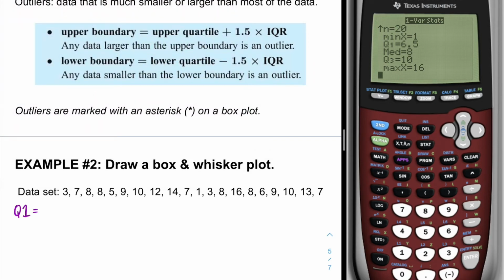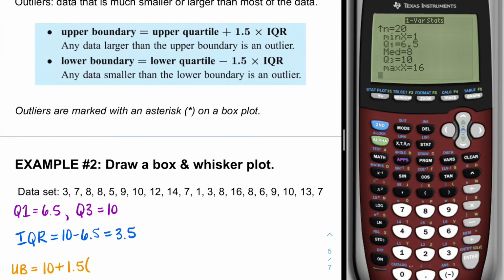So if we look at Q1, 6.5, and Q3, 10, then I know that my IQR is the difference, when you subtract them, 10 minus 6.5, and that is equal to 3.5. Now we want to find our upper bound, and that's going to be equal to your upper quartile, 10, plus 1.5 times your IQR, which is 3.5.